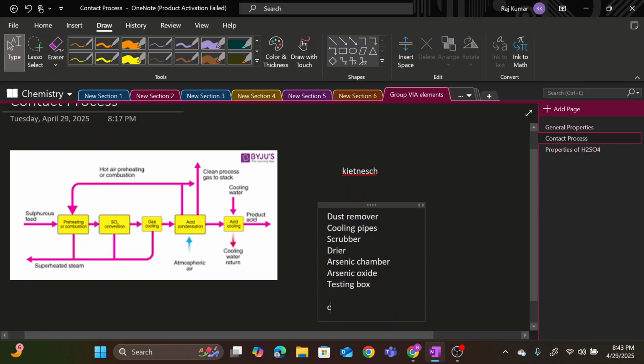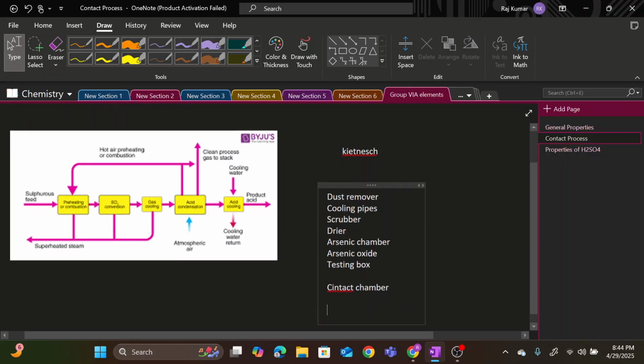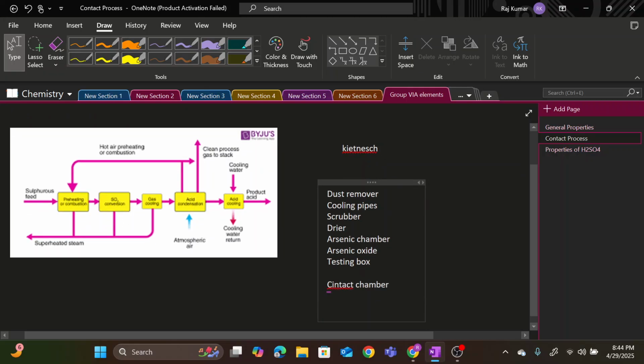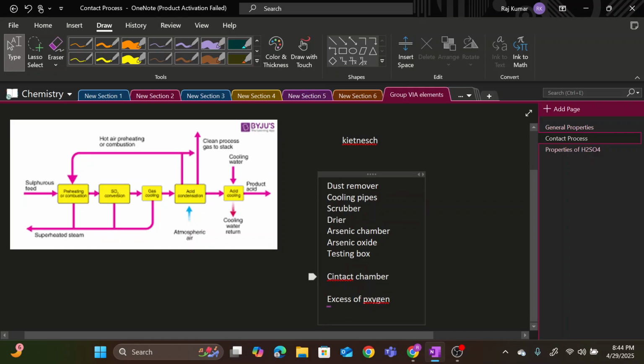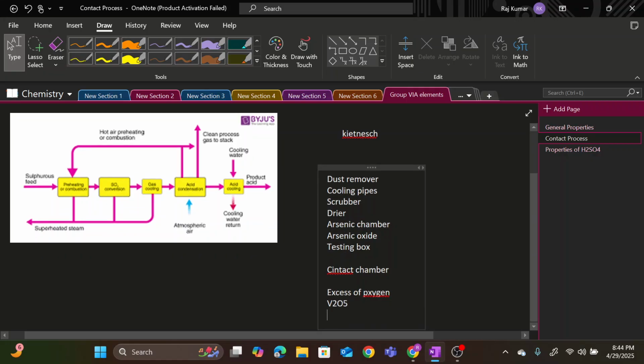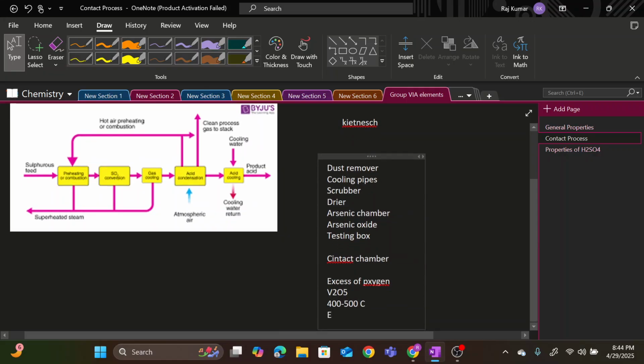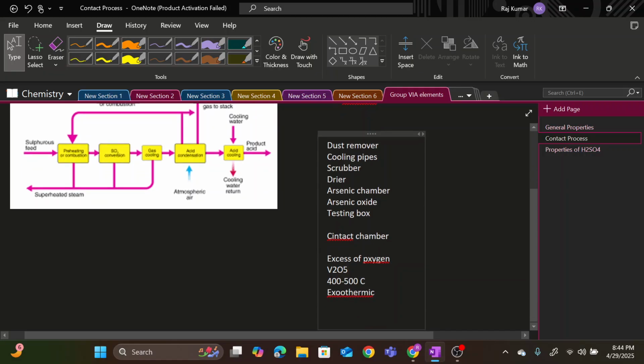After that, we have the contact chamber. In the contact chamber, sulfur dioxide is oxidized in an excess of oxygen in the presence of a catalyst, vanadium pentoxide, at a very high temperature of around 400 to 500 centigrade. Another important thing to consider is that it is an exothermic process which produces sulfur trioxide gas.